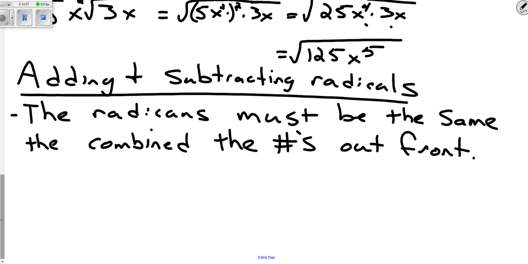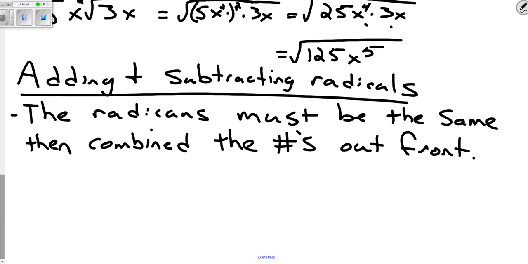Wait, what? I don't get it. Then combine the numbers out front. You shouldn't understand what I'm talking about right now if you haven't seen it before, right? No, you shouldn't. Of course not. That's ridiculous. I'm not unreasonable here.